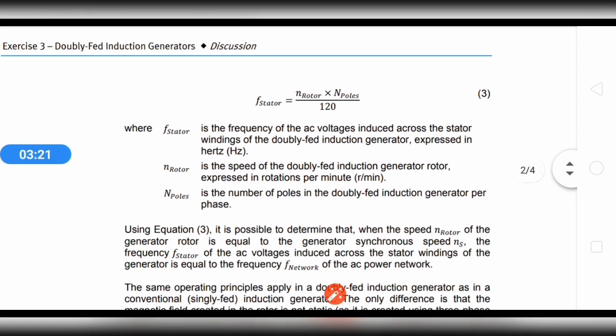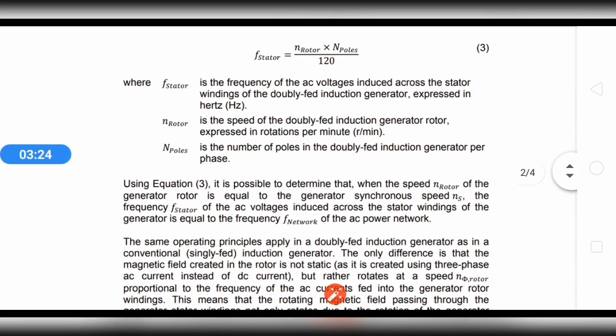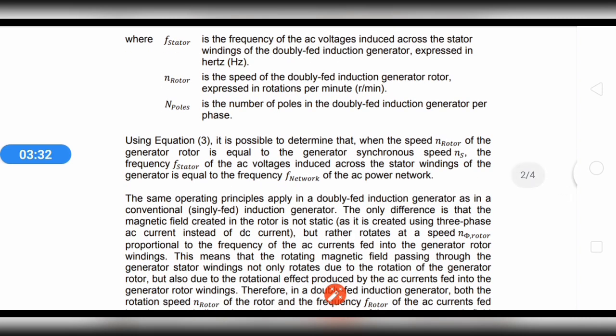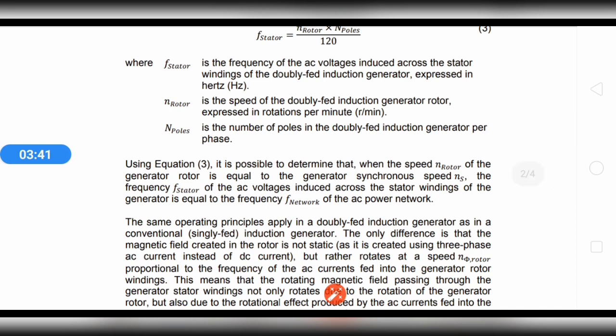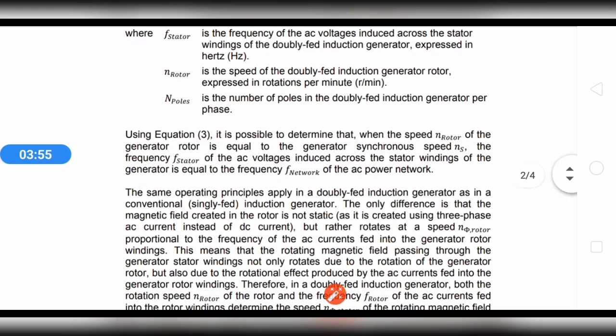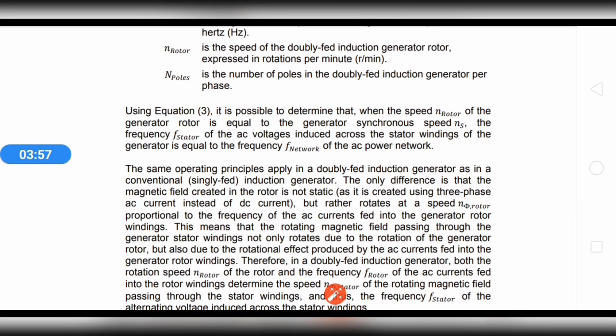Let us see how it can be modified for DFIG. In equation 3, it is possible to determine when the speed of the rotor is equal to the generator speed. The frequency of the AC voltage induced across the stator winding is equal to the frequency of the AC power network. So this is one of the important things. The frequency of the AC power network is the same as the frequency of the AC voltage induced across the stator winding. So if this frequency is varying, then the network frequency will also change. To keep this frequency constant, we have to use the doubly fed induction generator.